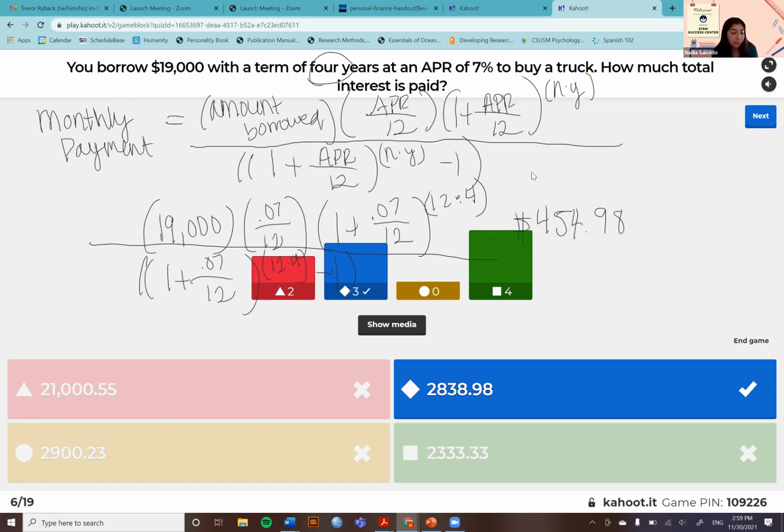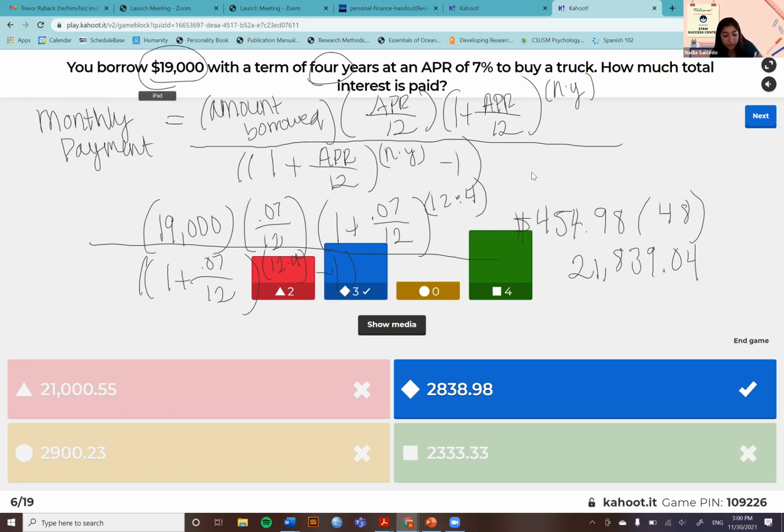And the number of months that we're doing this for is 48 months, because for 4 years, there are 48 months. So for 48 months, we're paying $454.98. If we calculate that, 454.98 times 48 gives us 21,839.04. So total, we paid around 21,839.04, but we only borrowed $19,000 initially.